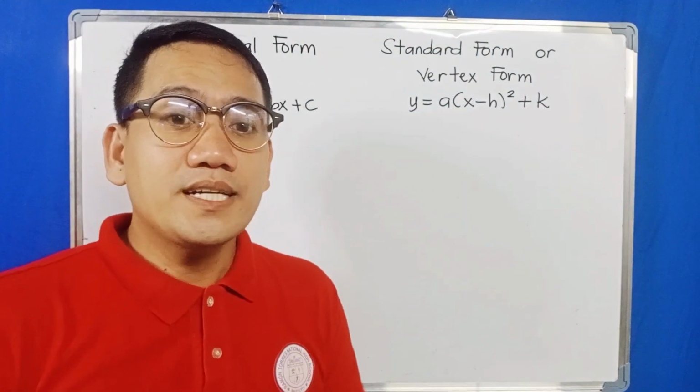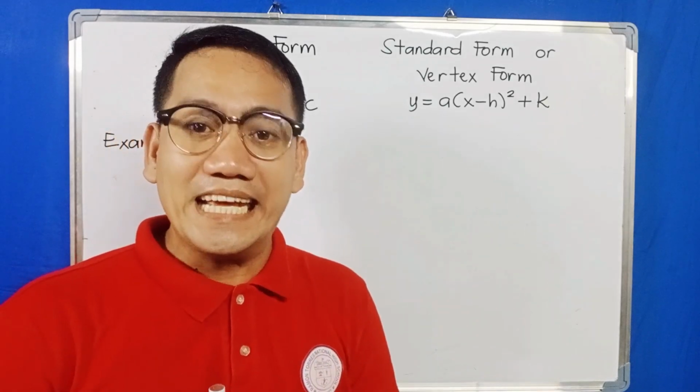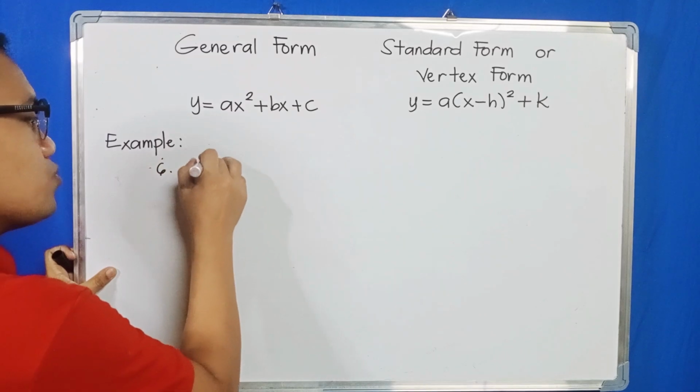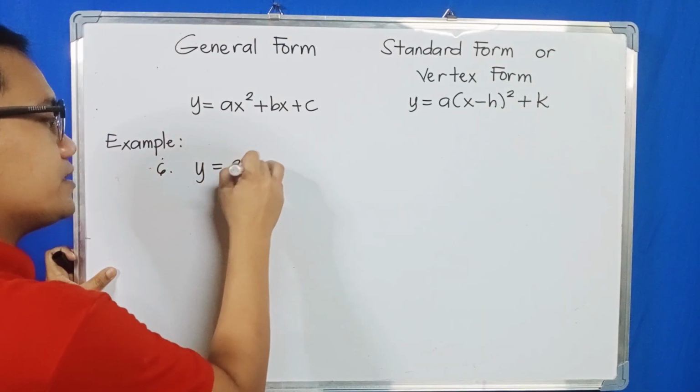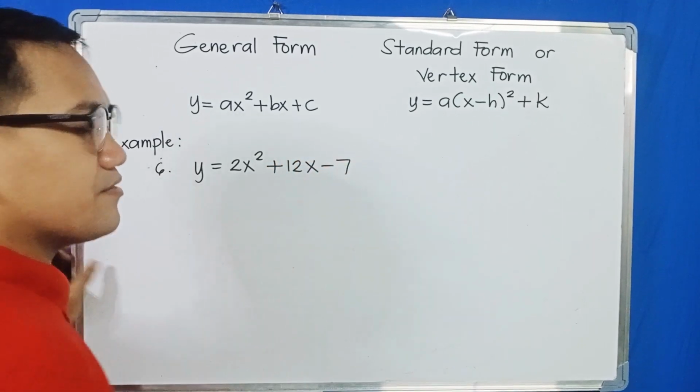So let's have our sixth example. This time, let us have the value of our a greater than 1. So, supposing our given is y equals 2x squared plus 12x minus 7.